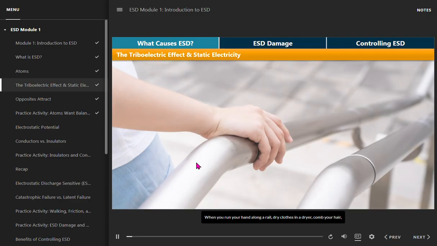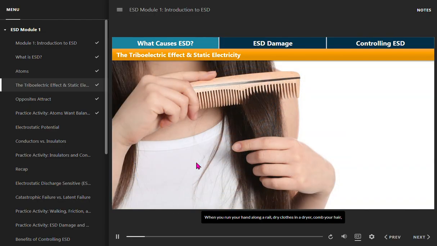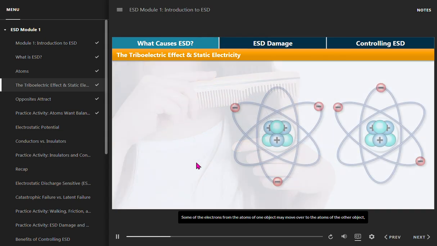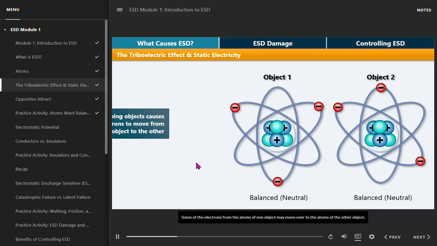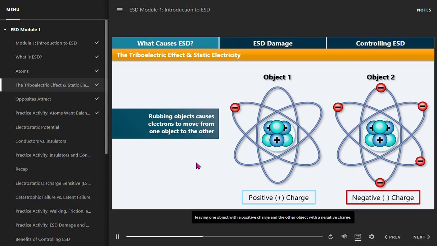When you run your hand along a rail, dry clothes in a dryer, comb your hair, or otherwise bring objects into repeated contact, something interesting is happening to the atoms of each of the objects involved. Some of the electrons from the atoms of one object may move over to the atoms of the other object, leaving one object with a positive charge and the other object with a negative charge.